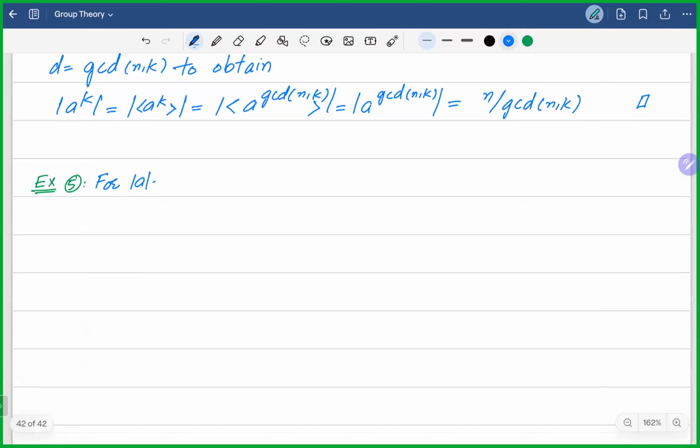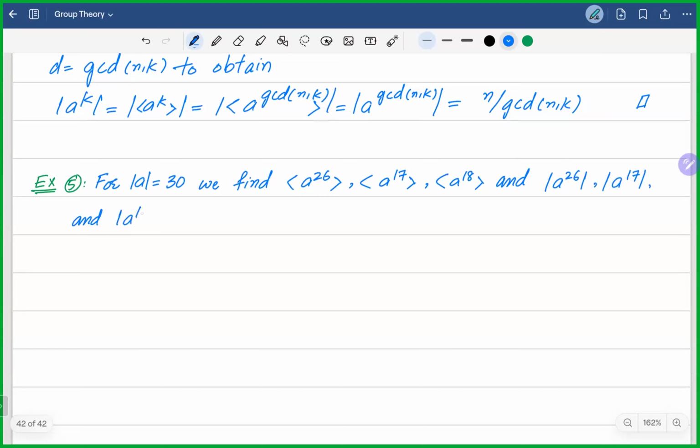for order of a equal to 30, we find the set generated by a power 26, the set generated by a power 17, the set generated by a power 18, and the orders of a power 26, a power 17, and a power 18.